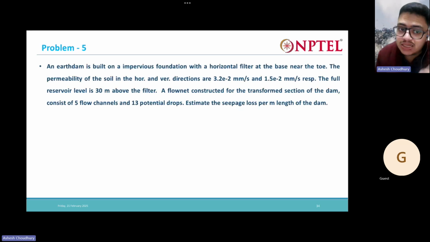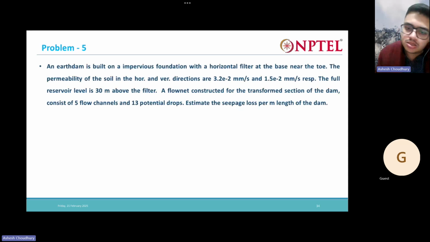See, step by step in the textbooks, how you have to draw the flow net for this impervious case. The flow net constructed for the transformed section of the dam consists of 5 flow channels. It's given to you, but I suggest you draw this on a piece of paper and draw the flow net yourself. Then you will learn.